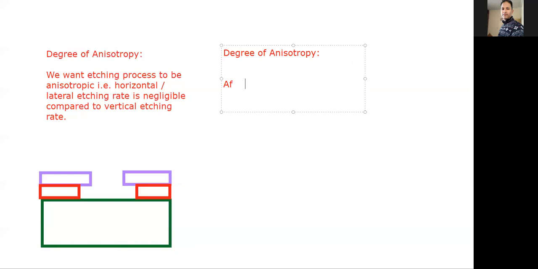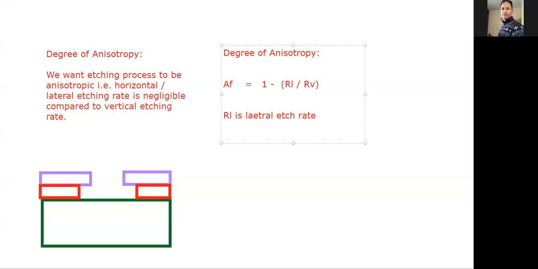And this is equal to 1 minus the ratio of lateral etching rate, R sub L, divided by vertical etching rate, R sub V. So this is the definition of degree of anisotropy. R sub L is the lateral etching rate.